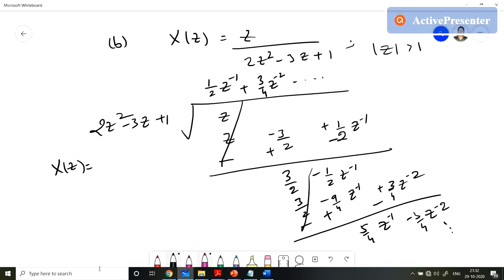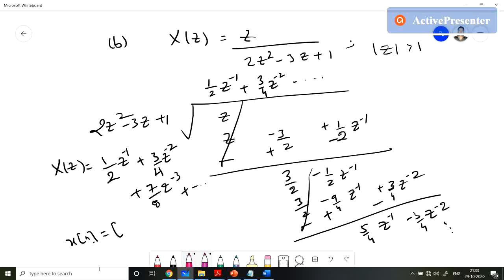So X(z) is equal to 1 by 2 z raised to the power minus 1 plus 3 by 4 z raised to the power minus 2 plus 7 by 8 z raised to the power minus 3 plus dot dot dot. So x[n] is equal to 0, comma 1 by 2, comma 3 by 4, comma 7 by 8, comma dot dot dot. This will continue. So this is our x[n].